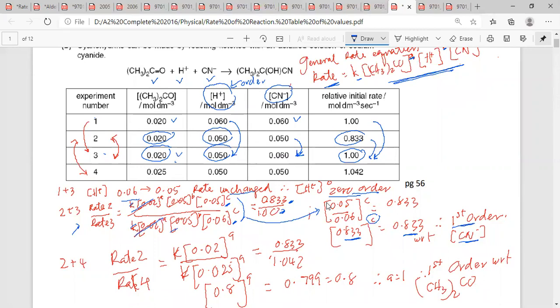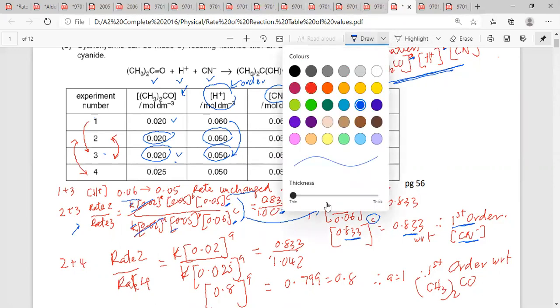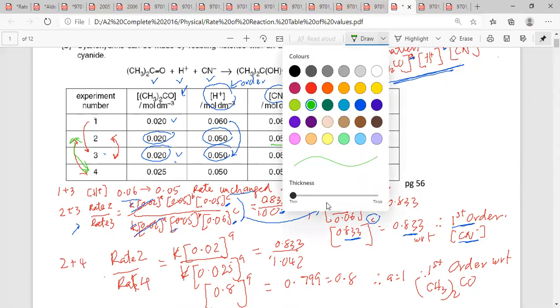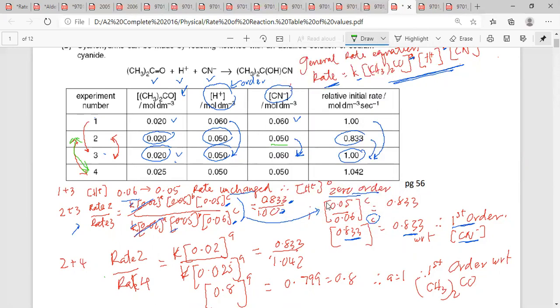Now to find the last one, which is the propanone, I see what can be compared. I put this one in red color so it's easy for you to see, and green color. I put 2 and 4 here. Why 2 and 4? Because the other pairs don't work again, so we'll do something else.